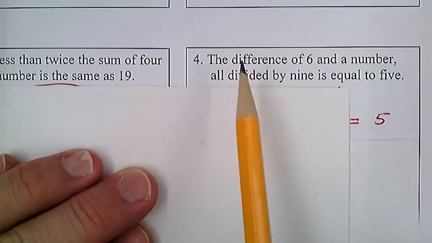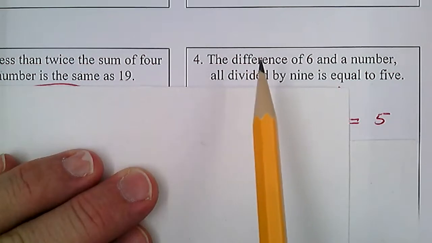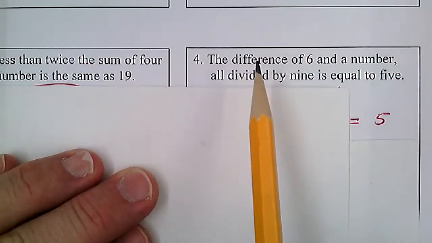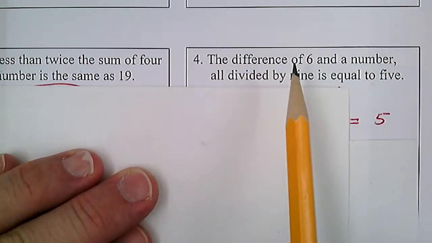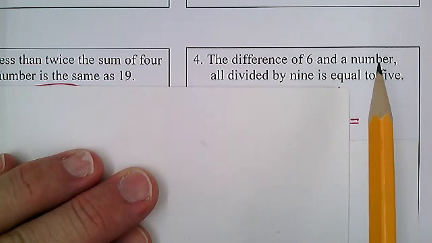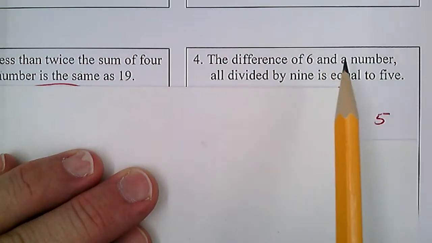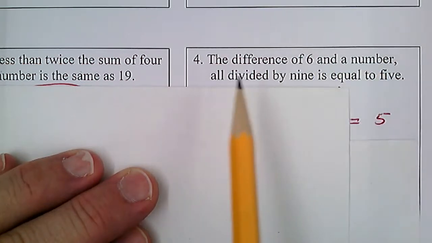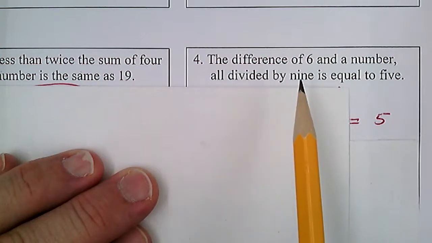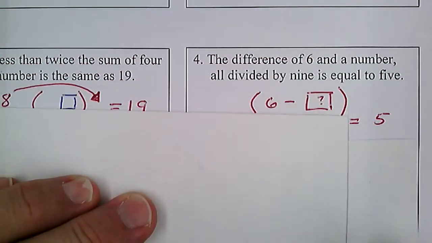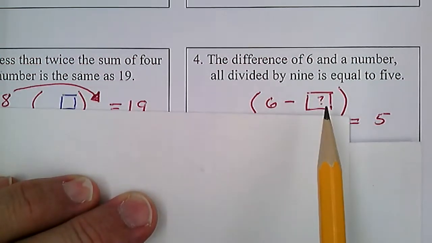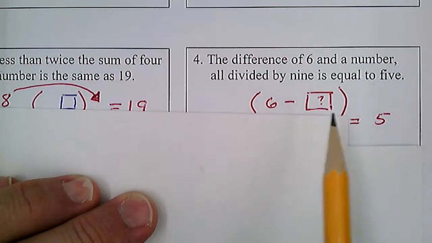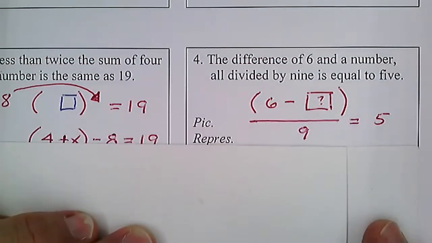Now I see the word difference. And this tells me we have a private party, a VIP private party. So who's at that subtracting private party? Well, it's of 6 and a number. So we've got 6 minus a number. And then all of that is divided by 9. Okay, so we have 6 minus a number. Here's our private party. We've got our private party parentheses. And all of that is divided by 9.